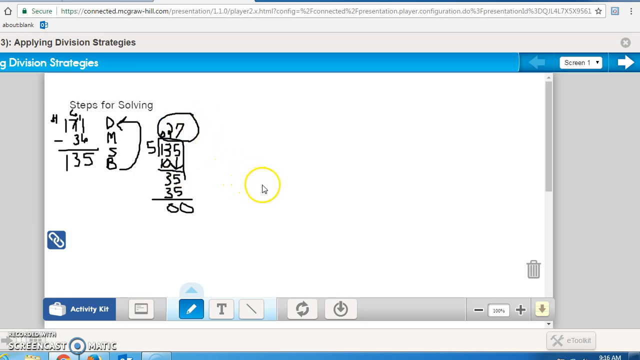27 is the quotient. Well, another way I could set that up is I could do, again, just 171 minus 36. And then I'm going to divide that by 5.